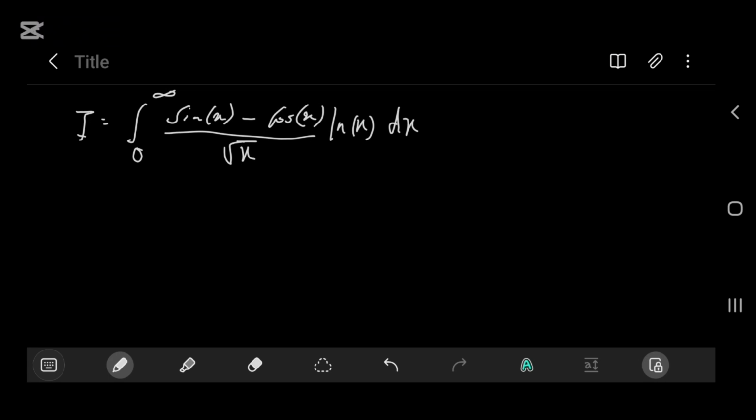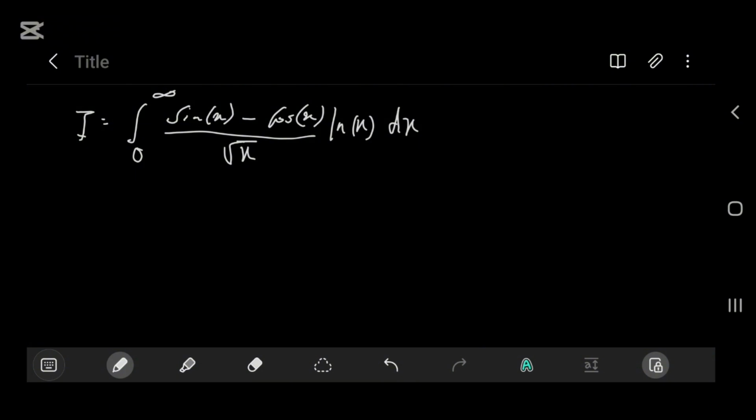It's been quite a while since we uploaded the last video, and today we are going to start our new year with a cool transform which we have never seen before. It's kind of familiar with the Laplace transform, but today we are going to solve this nice looking integral which involves the Mellin transform. So what we have here is I equals the integral from 0 to infinity of (sine x minus cosine x) over root x times ln x dx.